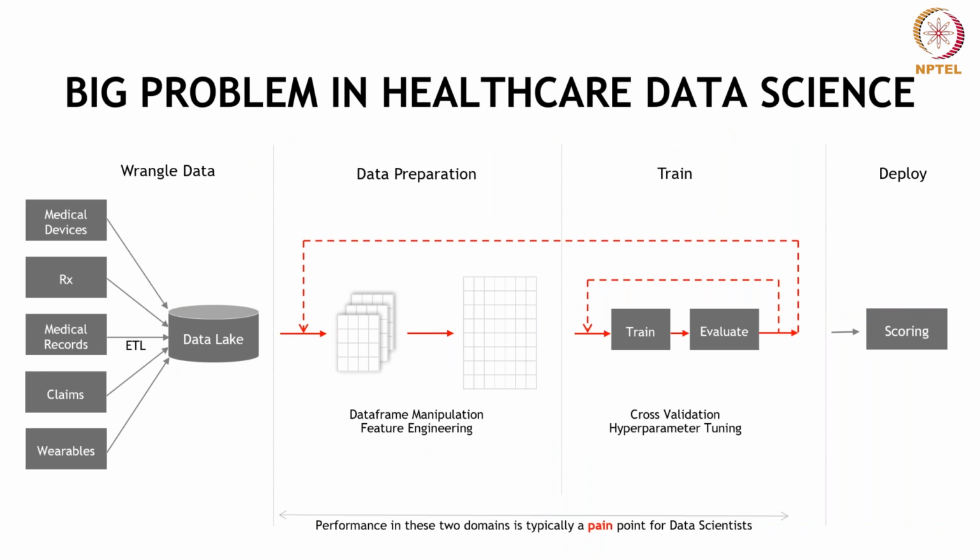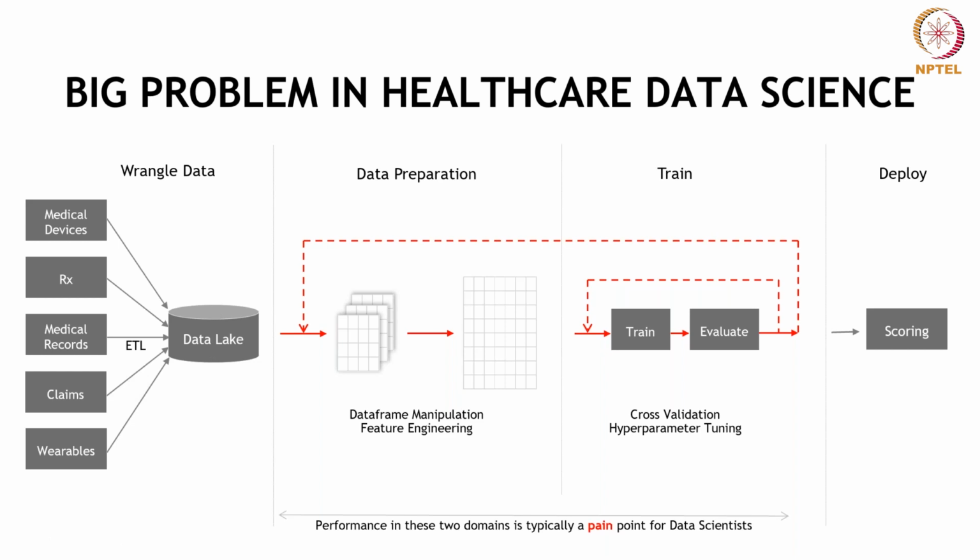So this is an example of healthcare data science where you have data. The data basically comes from different devices. You have different sets of medical records, claims, variables, medical devices like MRI machines, CT machines and all. You have to convert all of this. You have to extract it, transform it, and then finally load it into something called a data lake.